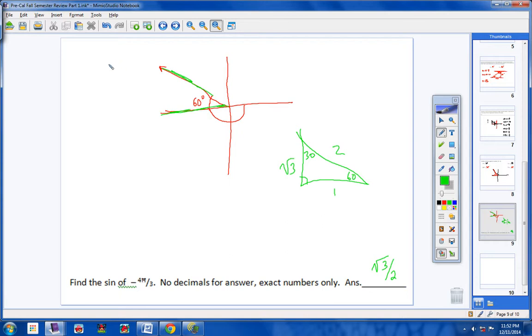And hold on 1 second, students, while I look at something here. I might have left something off the test here, so hold on 1 second.